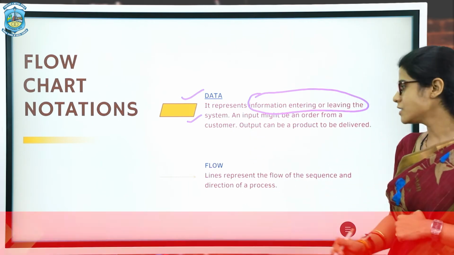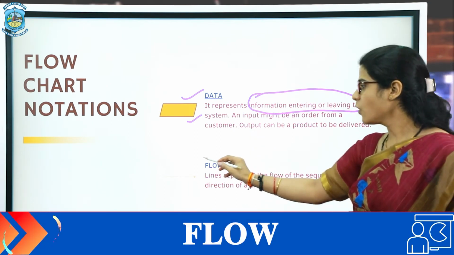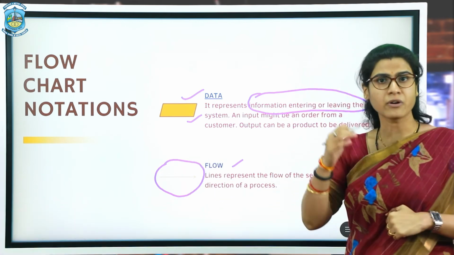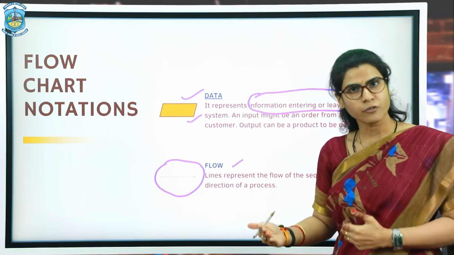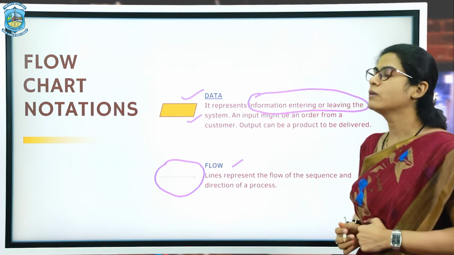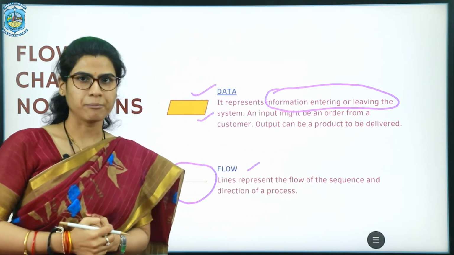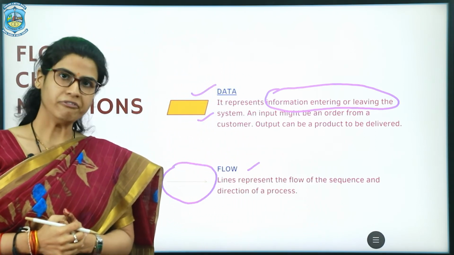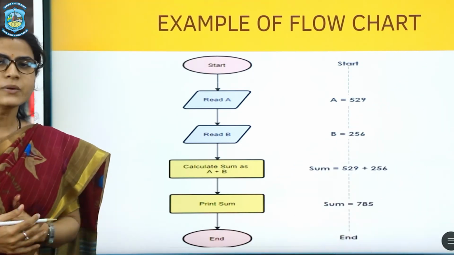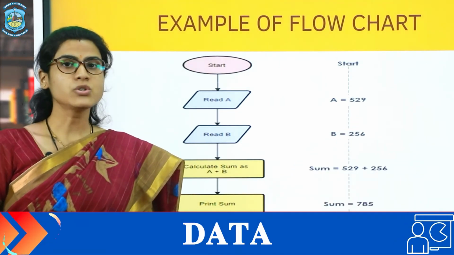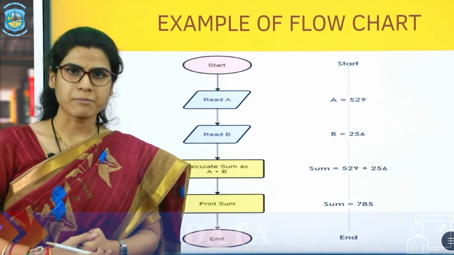And the last is your flow. This flow is basically a line with an arrow which tells you from where to where the data is flowing. So this is all about the flowchart notations. Let me show you one example to make a flowchart. Here you can see I have mentioned one example where I am going to add two different numbers.